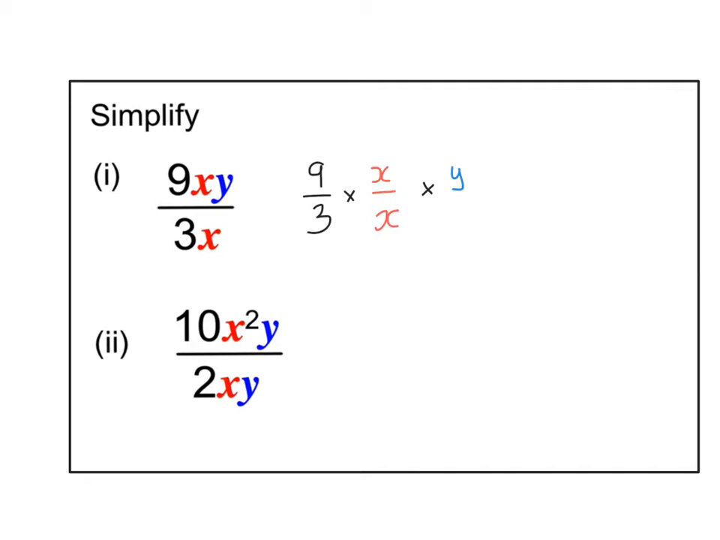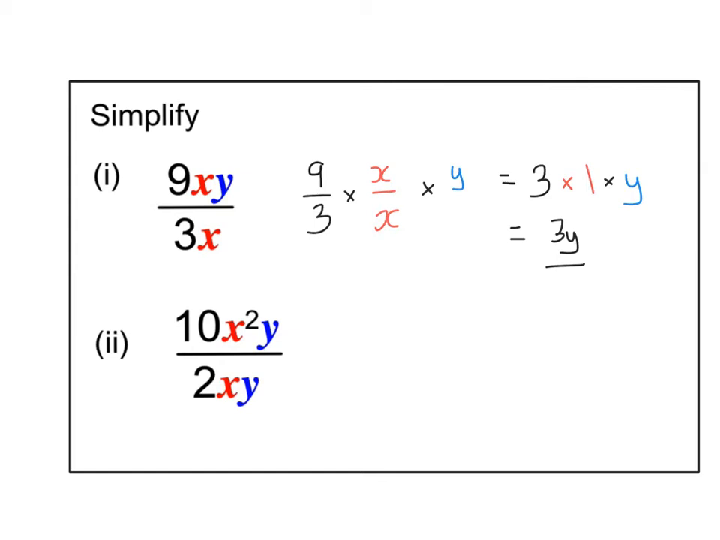So 9 divided by 3 is 3. x divided by x is 1. And then we've got the y. So altogether we've got 3 times 1, which is 3, times y. 3y.